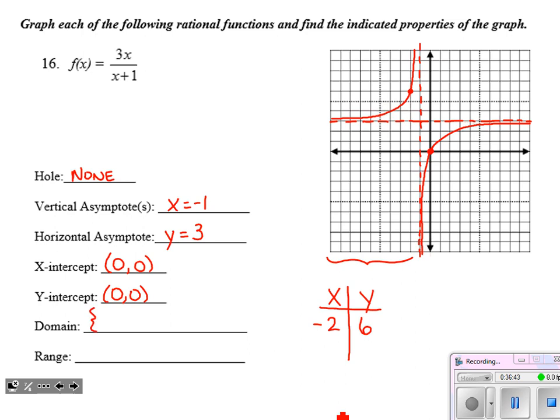The domain, the only thing that would disrupt this function is the vertical asymptote. So x can be any x value it wants except for -1. And for the range, similarly with the horizontal asymptote, all y values such that y does not equal 3.